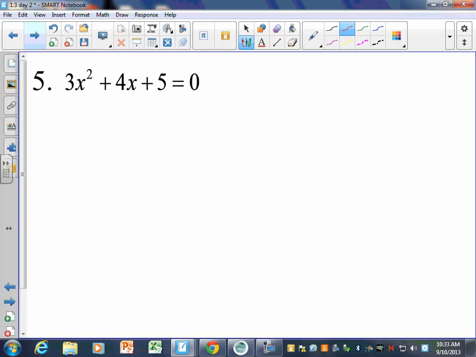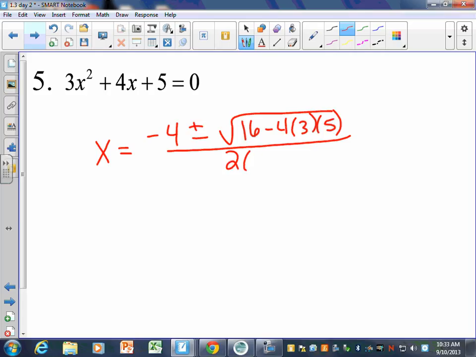This one, if I was forced to complete the square on this one, I could. But this one would not be my choice to complete the square on, because we'd have to divide through by 3 first. Then we'd have a middle number of 4/3, and we'd have to take half of it, and we'd just be dealing with a lot of fractions. Not impossible to do, but not really my first choice. So this would be where I would choose the quadratic formula, and I would just plug my numbers in. Negative b plus or minus the square root of b squared minus 4ac all over 2 times a.